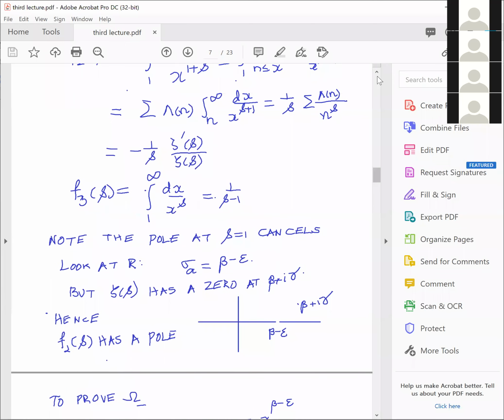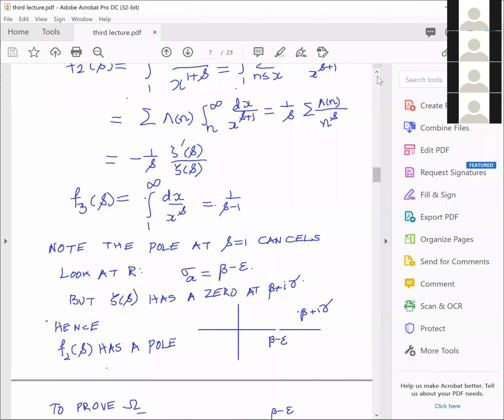And that proves it. That is Landau's result. Therefore, you can get x power beta minus epsilon. How did the whole thing come about? It came essentially because when you look at the generating function, zeta prime by zeta of s has a singularity at the point beta. That's what I have assumed.